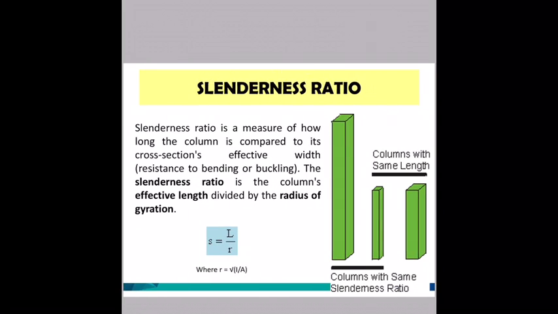Slenderness ratio is a measure of how long the column is compared to its cross-section effective width. The slenderness ratio is the column's effective length divided by the radius of gyration. So you have this formula: S equals L over R, where S is the slenderness ratio.